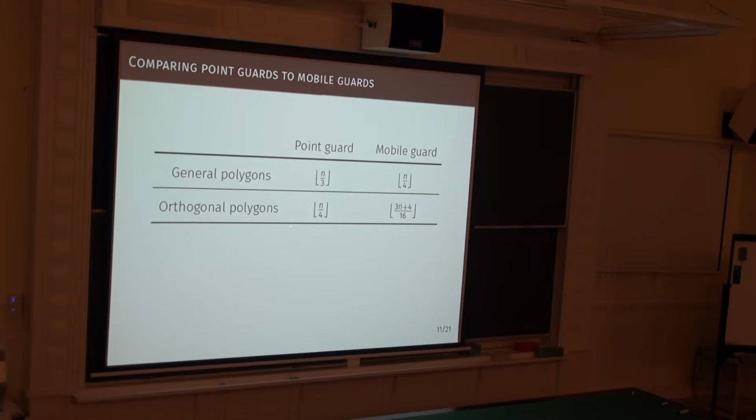Yeah, we've seen the results in the bottom row. I've also listed results for general polygons to reinforce my point. And so you can see that if we transition from point guards to mobile guards, we need three quarters as many guards. And now the second question that we studied with Erwin was whether this was only an extremal phenomenon, or does it hold for individual art galleries as well, individual orthogonal polygons as well.